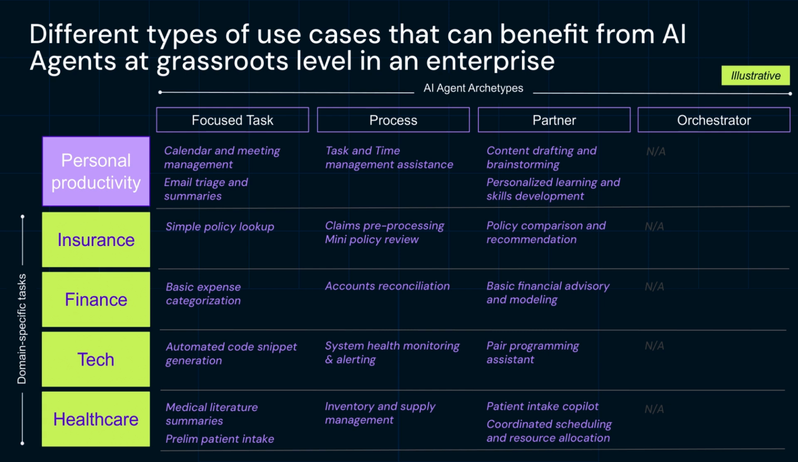Some of the examples under the tech domain, which is the software and IT domain. An example of focus task agent would be automated code snippet generation, which recommends common code templates. An example under process agent would be something like system health monitoring and alerting, which consolidates logs, triggers alerts for anomalies or resource spikes.